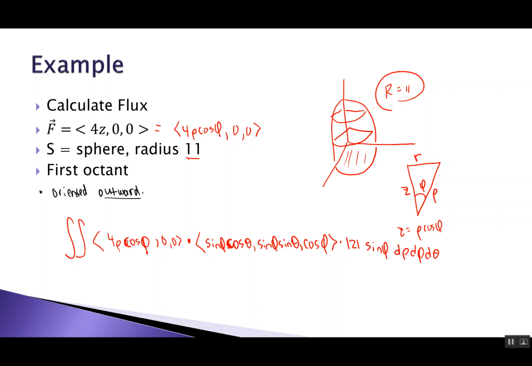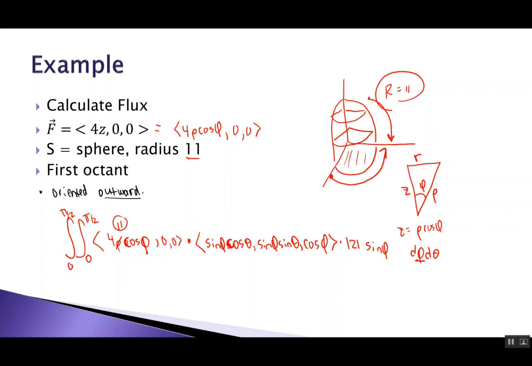My limits of integration, phi. Whoops, not d rho. Pardon me. D phi. Phi starts at 0 and goes to pi over 2. Theta starts at 0 and goes to pi over 2. So there's my setup. What a mess. Let's see what we get. Oh, I've got one more thing. Rho's a constant, so I can put a constant in for that rho. And I think those are all my rhos.